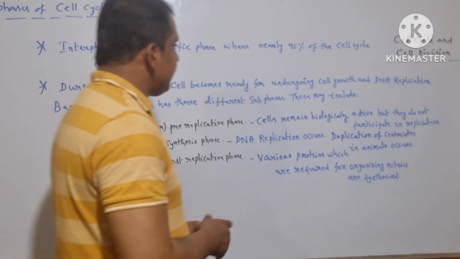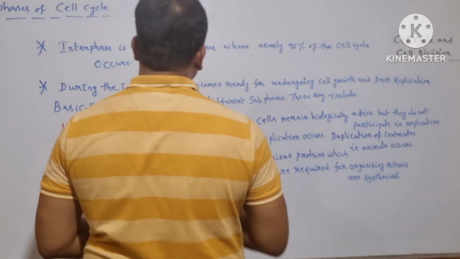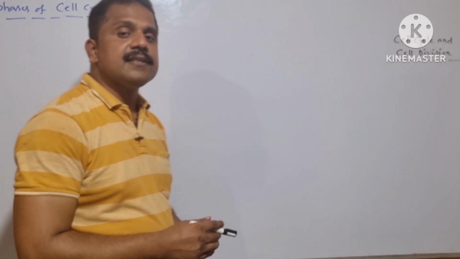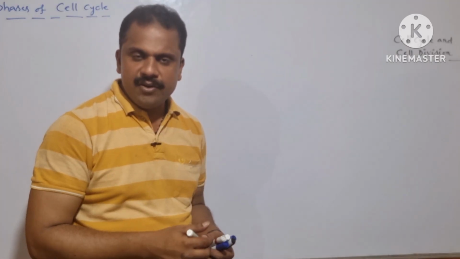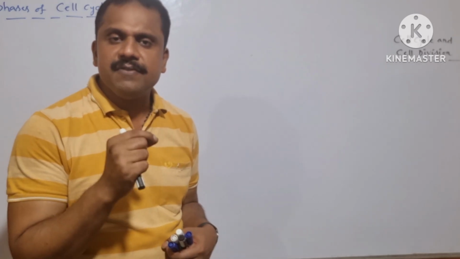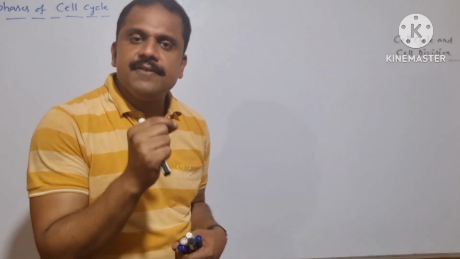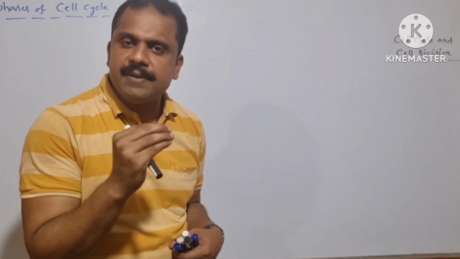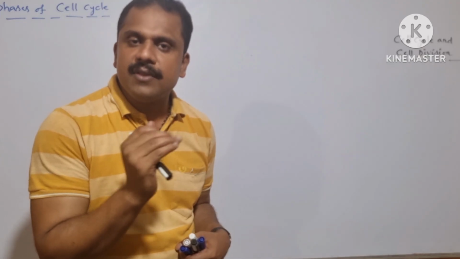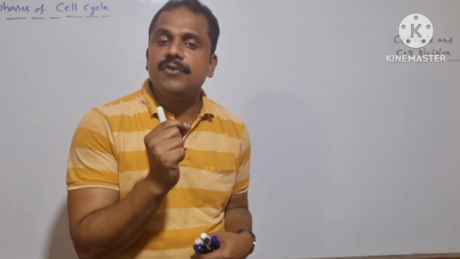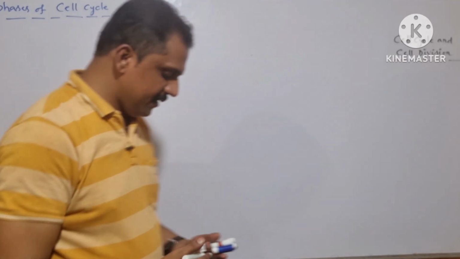So let me arrange the things here. After the interphase, the next phase of the cell cycle is M phase or mitotic phase. M phase is the specific phase where the cell division occurs. Cell division is the process which is only applicable to the M phase but not to the interphase. The M phase begins with the division of nucleus, termed karyokinesis, and ends with division of cytoplasm, termed cytokinesis. Is it clear? So let me write it here.